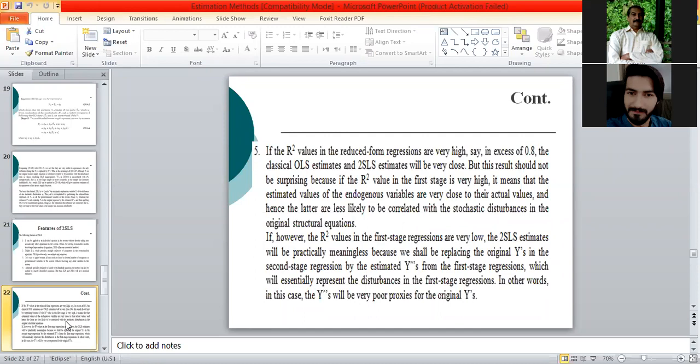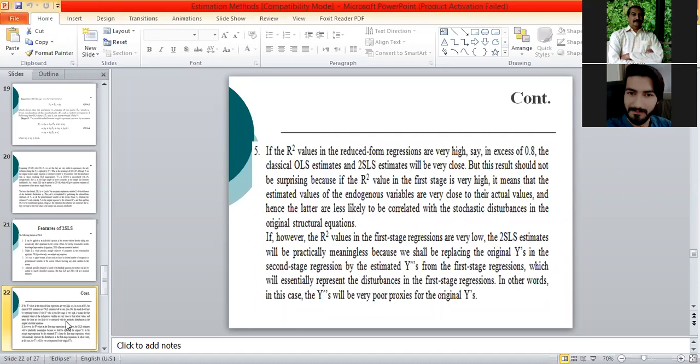It means that when you have a high R square, the estimate obtained from the first equation will be used as a proxy in the second equation. So the proxy is very good. As a result, the estimates of OLS and 2SLS will be more or less the same.